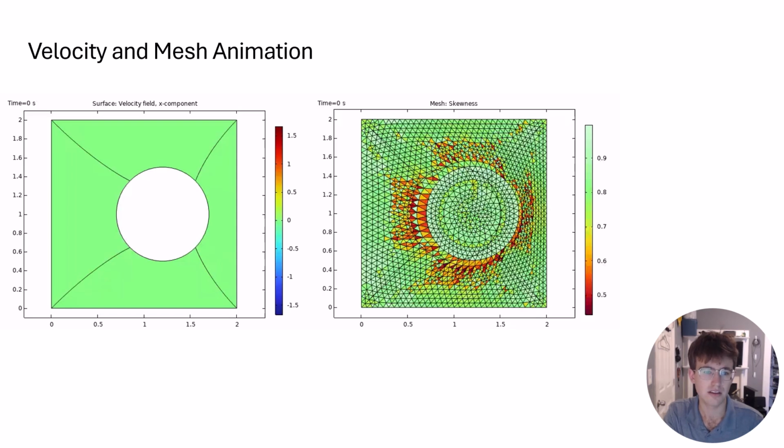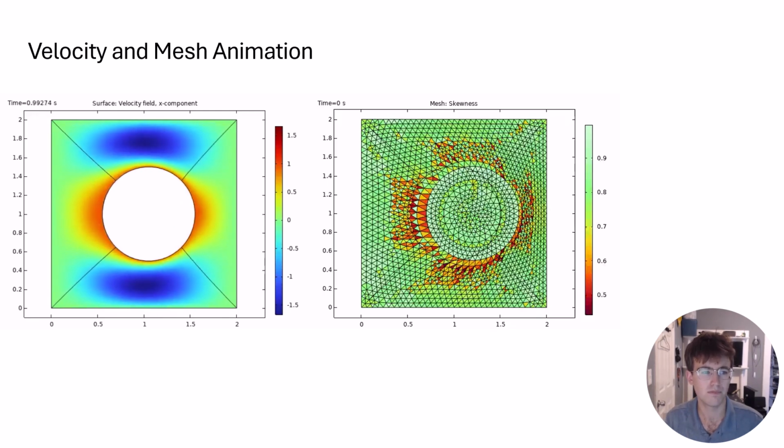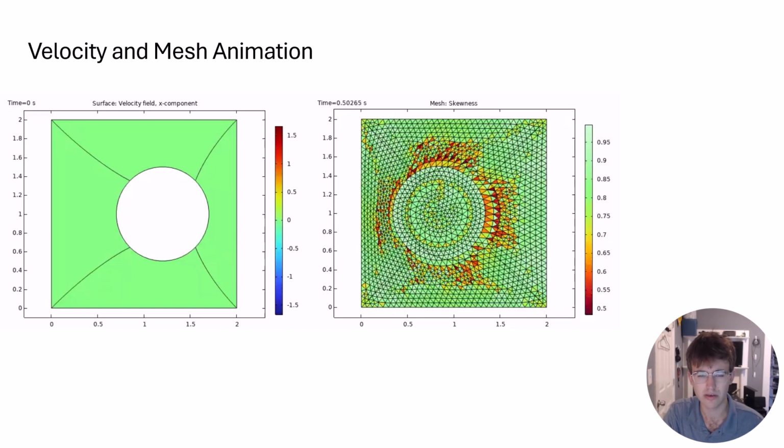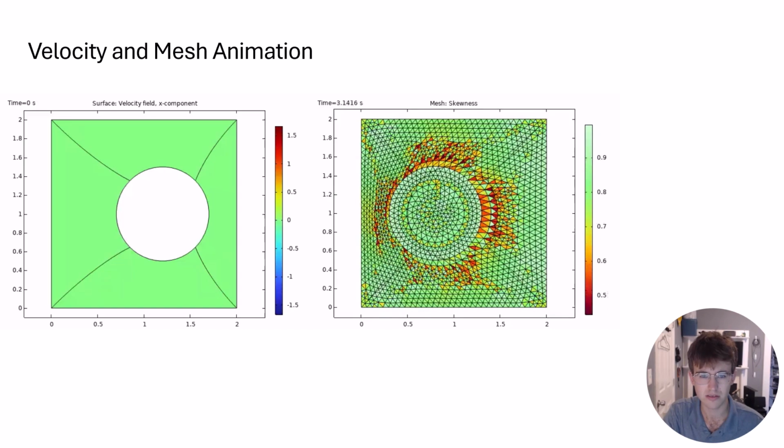And I'm going to play the velocity and mesh animations. So the red means it's moving to the right, and blue means fluid's moving to the left. And this is the mesh skewness. Green means less skewed, and red is worse quality, more skewed.